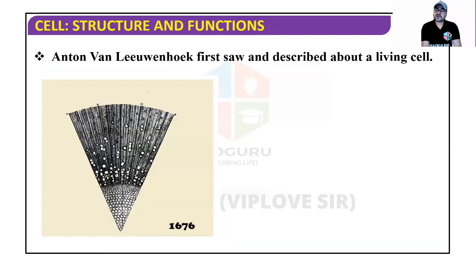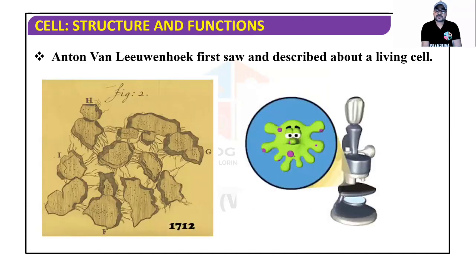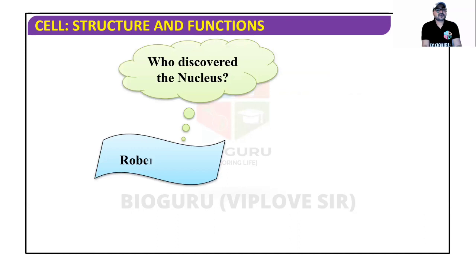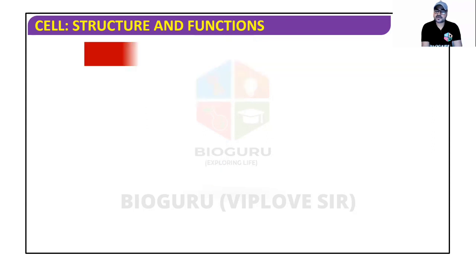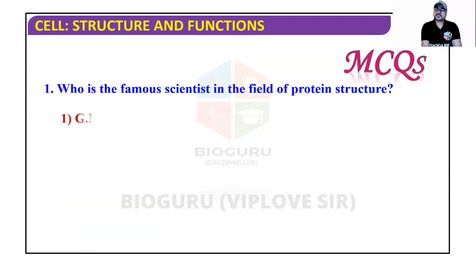And Anton van Leeuwenhoek first saw and described a living cell. Anton van Leeuwenhoek was the first to see a living cell, and Robert Brown discovered the nucleus. Who discovered the nucleus? Robert Brown.